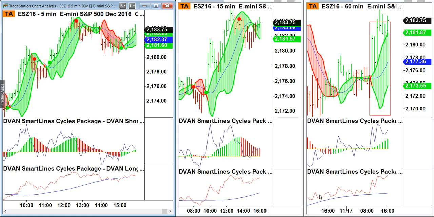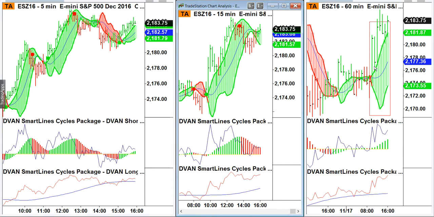What we also notice is the long-term trend, which is also included in the DVAN SmartLines package on all three of the time frames, is up. That means in a longer term fashion, we expect prices to move bullishly. So our main trend determinants are going to be the cycle and the long-term trend. The way we would look at this is entering the day, we have a bullish stance.